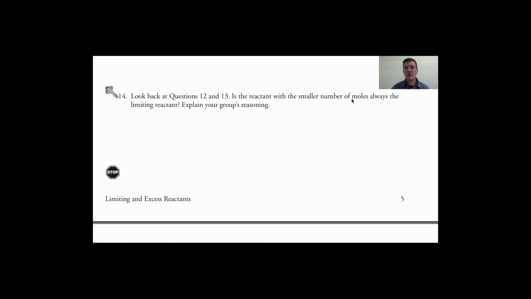Is the reactant with the smaller number of moles always the limiting reactant? We already talked about this. It is not. You have to look at the ratio. You must look at ratios and quantity. Okay? You can't just look at the smallest number.